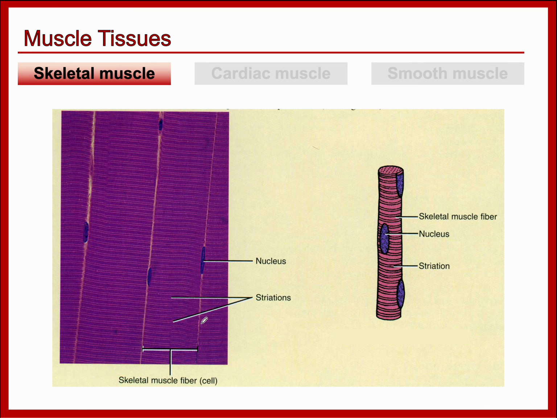So if I look at this, what do I see? Big cells, multinucleated, many striations, right? This must be a skeletal muscle.